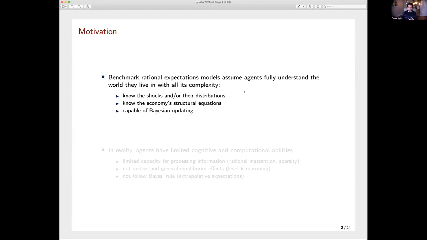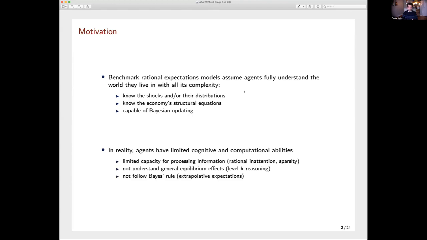Now, this is obviously a very strong assumption. In reality, agents have limited cognitive and computational abilities. It could be that the agents have limited capacity for processing information, as in rational inattention type models, so they don't know the shocks perfectly.